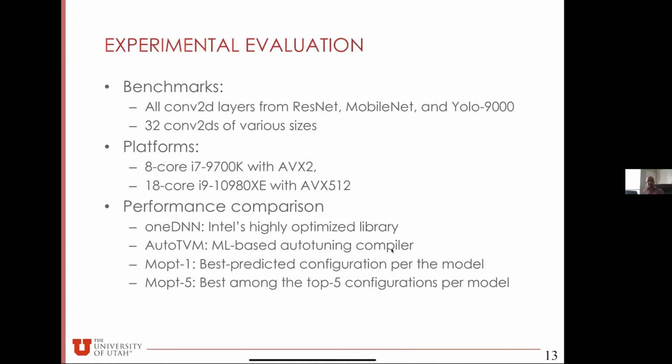And as far as our optimization, I showed two variants, mopt1 and mopt5. So mopt1 is the performance achieved by the best predicted configuration per the model. And for mopt5, we take the 5 best solutions produced by the model and run all of those.